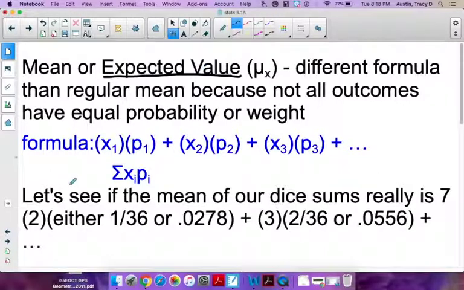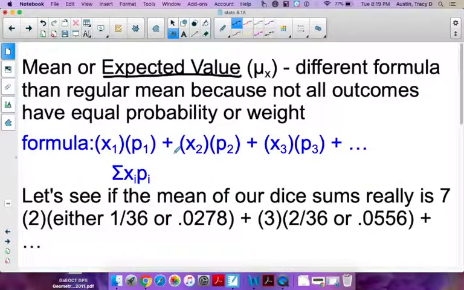The formula, and this is actually one that's on your formula sheet, literally means the sum of all of your outcomes times their probabilities. All of the outcomes times their probabilities, and you just add them all together.